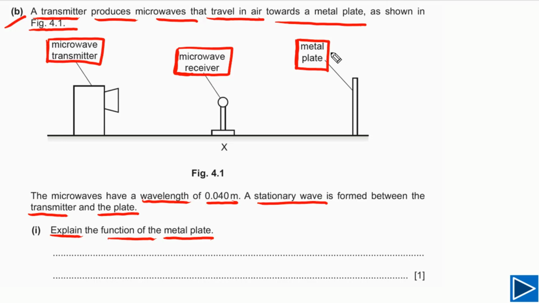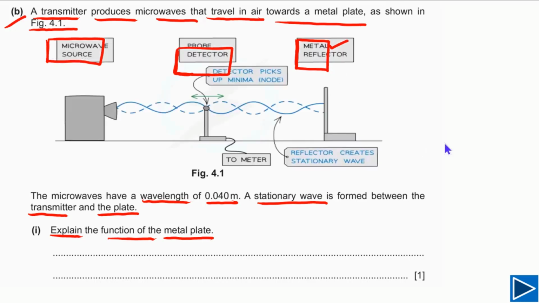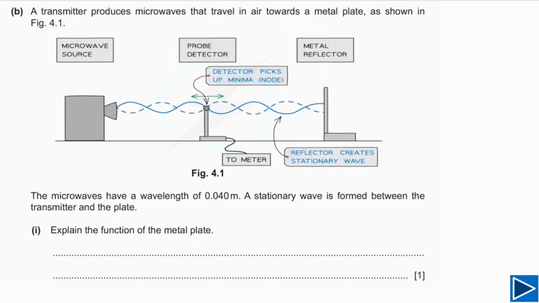So the purpose of this metal plate is to reflect microwaves. This is very simple how you can answer. If you look at this one, I have already drawn here. This picture is very clear to see how stationary waves are formed between the metal plate and the microwave source, or you can say microwave transmitter.